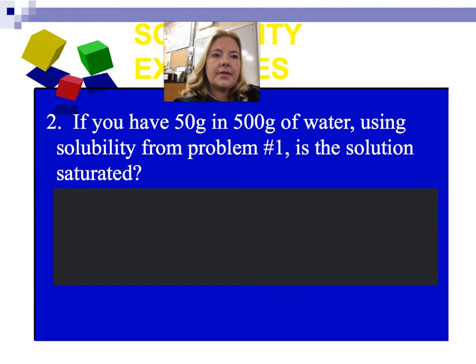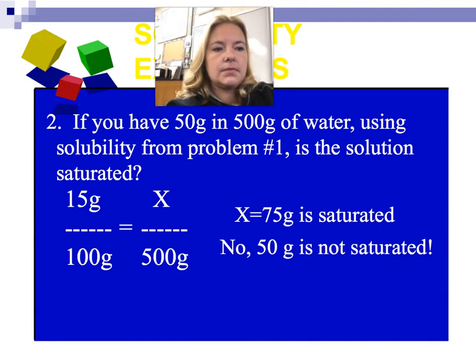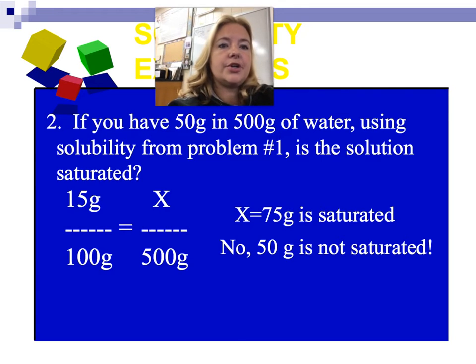Go ahead and try another example on your own. This one says that if you have 50 grams in 500 grams of water, using the same solubility from problem 1, is the solution saturated? So remember, first you need to figure out how much can you fit, and then compare that to the 50 grams that you have in 500 grams of water. See if you can set it up, pause the video, and then come back and see if you got the right answer. So here is what your work should have looked like.